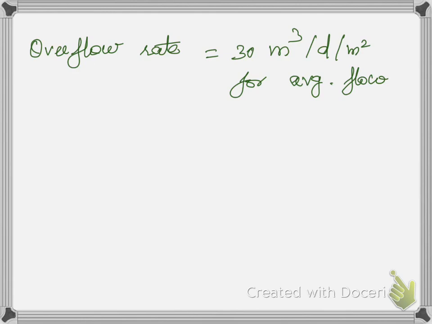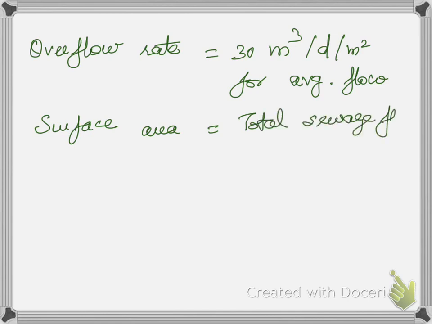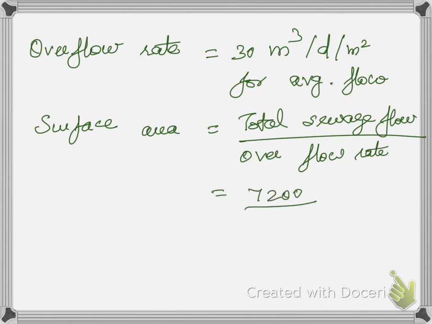Now using this overflow rate, which is also an assumption, we are going to calculate our surface area. Surface area is the total sewage flow divided by the overflow rate. Here the total sewage flow is 7200, overflow rate is 30. So I am getting my surface area as 240 meter square.